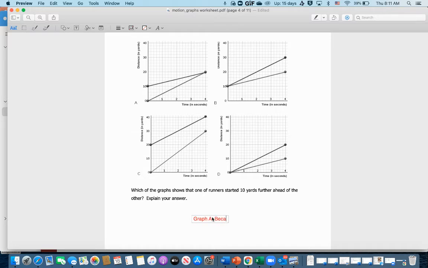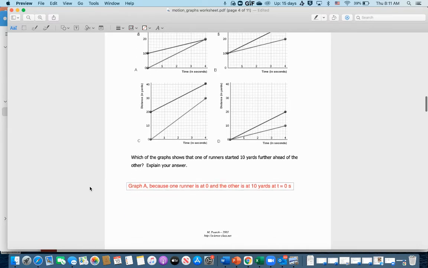Because one runner is at 0 and the other is at 10 yards at time = 0 seconds. Okay, so we just look for this part. We're just looking at that t = 0 right here. If you want to get a second, go ahead and get that down.